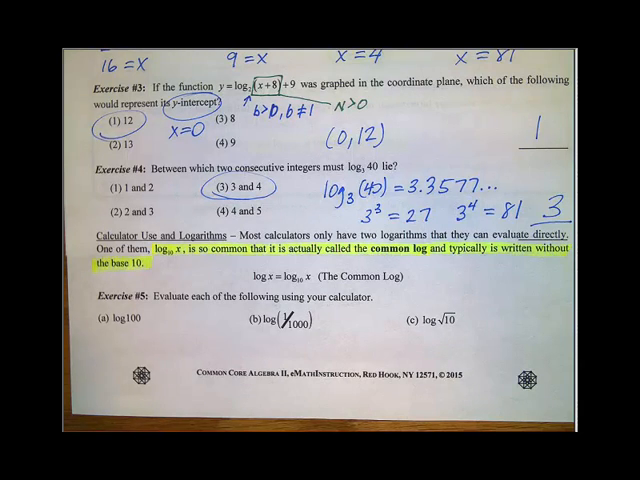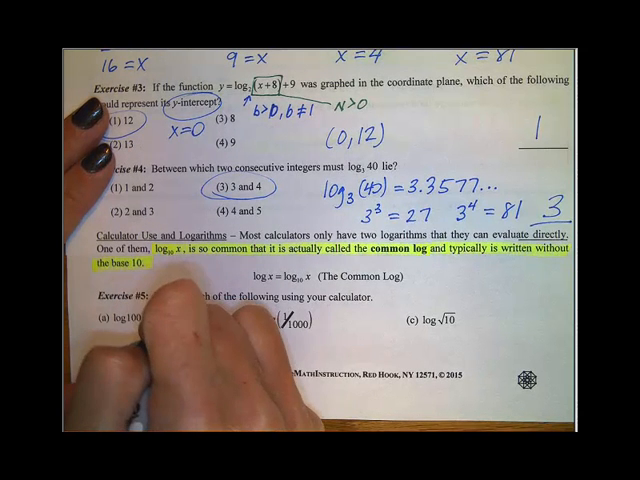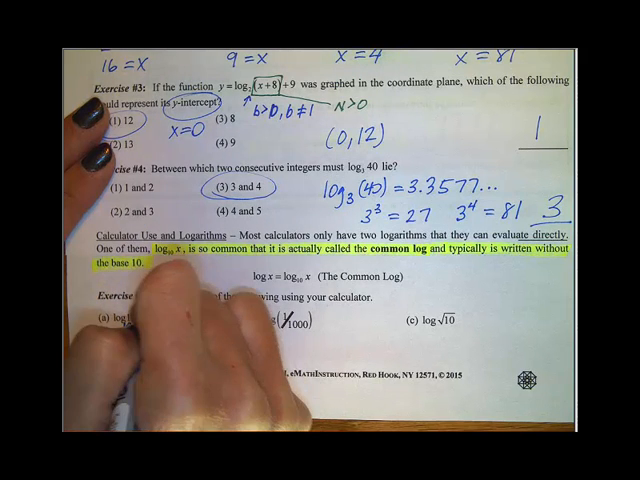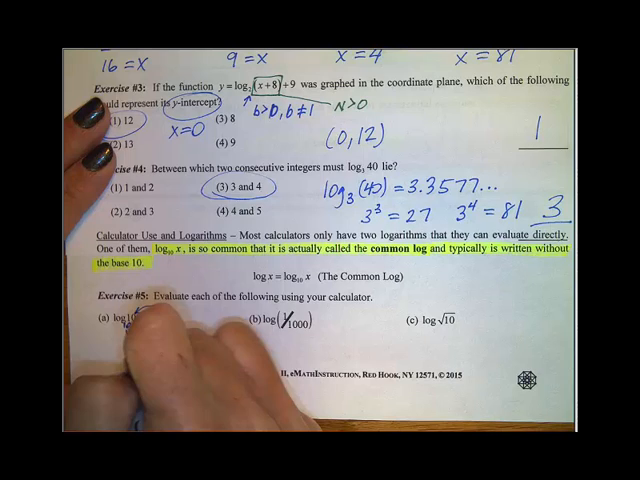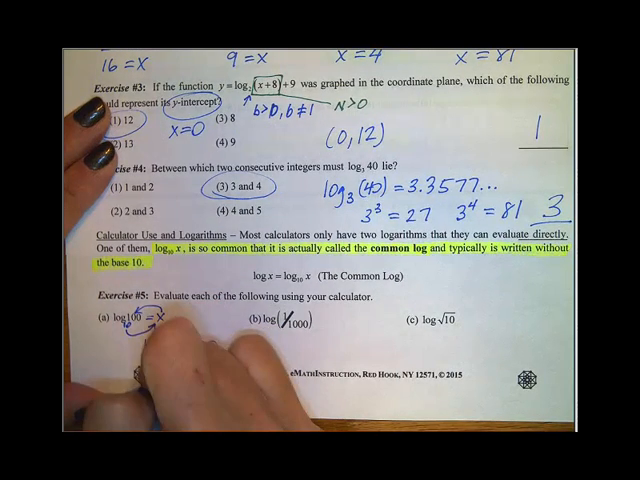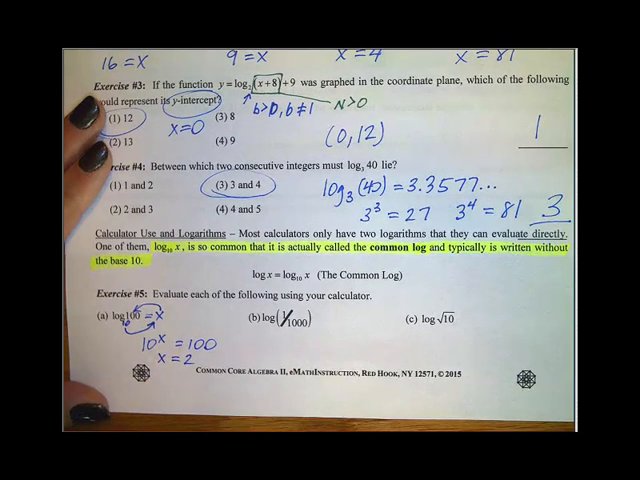So notice, when we use logs, if there is no base written, that is base 10. So if you just see the word log, like in exercise number 5, and there's no base written, it must be base 10. So that is called a common log. So if we're looking for the value of this, we know that our base is 10, our exponent is x, and our number is 100. So 10 to what power is 100? So x equals 2.